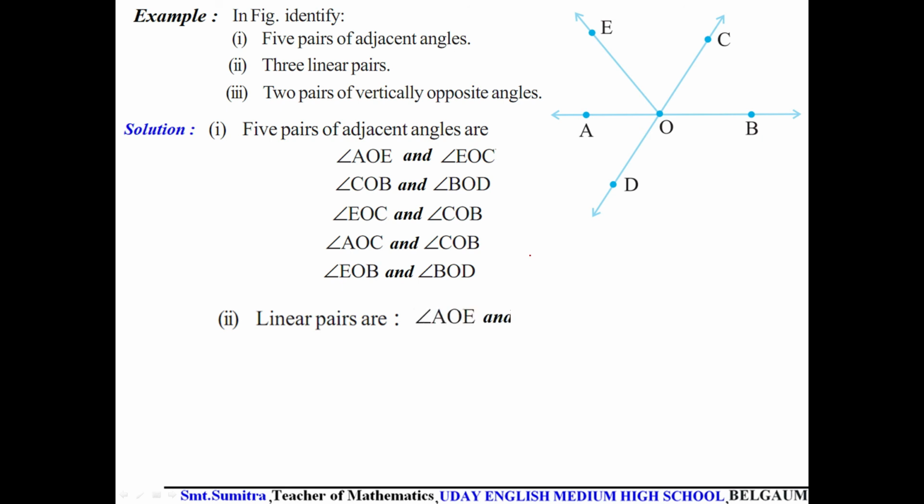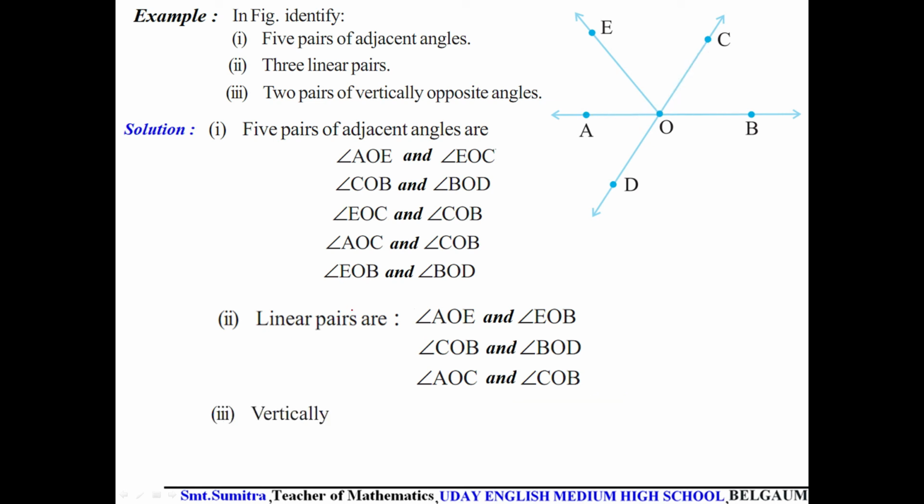Linear pairs are angle AOE and angle EOB, because these two angles, if we add, it becomes 180 degree. They are supplementary angles. One more pair, angle COB and angle BOD. These two angles are supplementary angles, therefore they are linear pairs. One more example, angle AOC and angle COB. Here also we see the supplementary angles, so these two form linear pair.